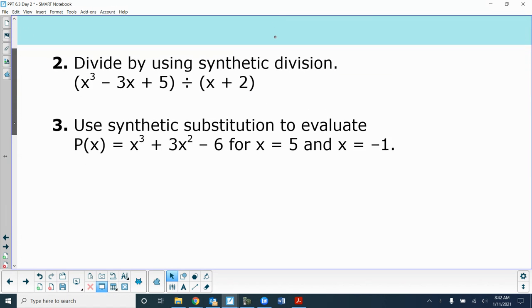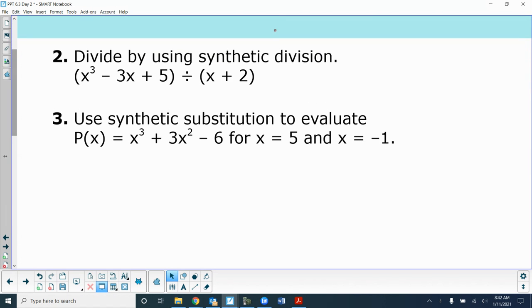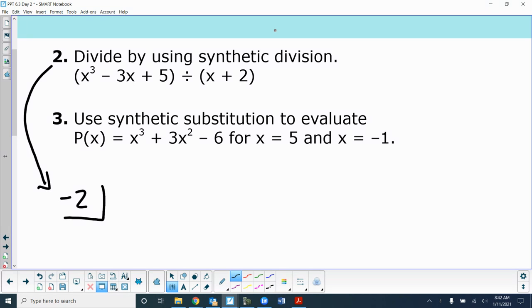First of all, when I start, what goes in my corner? -2, right? So that's the first thing you gotta remember. What makes that 0? Remember, basically the opposite, right? And then I got a 1 for the x cubed, but what's missing? X squared, so I gotta put a 0, right?